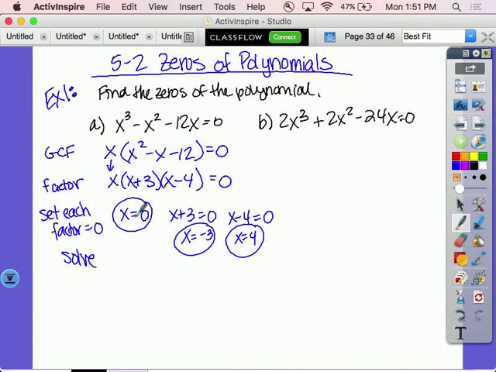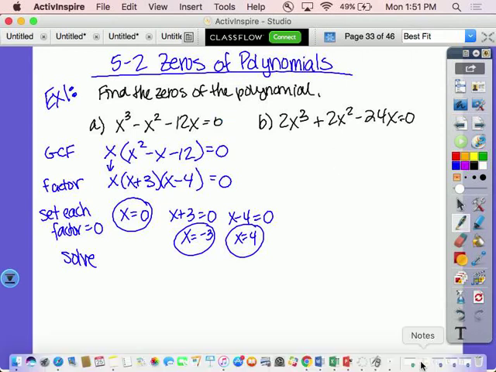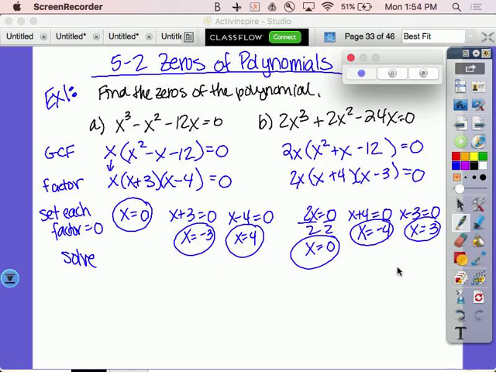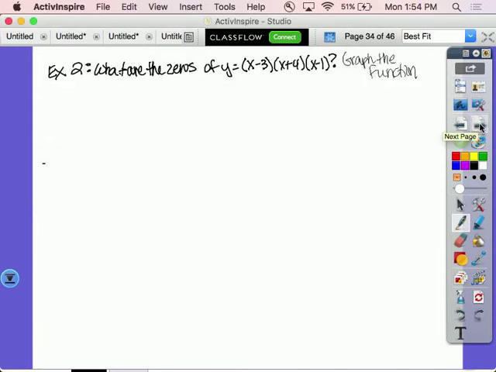0 is a zero. Okay? Zero just means if I plug it in for x, it's going to be equal to 0. It also means the x-intercept of the graph. All right, so here's our second example fully worked out for those of you tuning in on YouTube. All right, what are the zeros of y equals x minus 3 times x plus 4 times x minus 1? Then it tells us to graph the function.